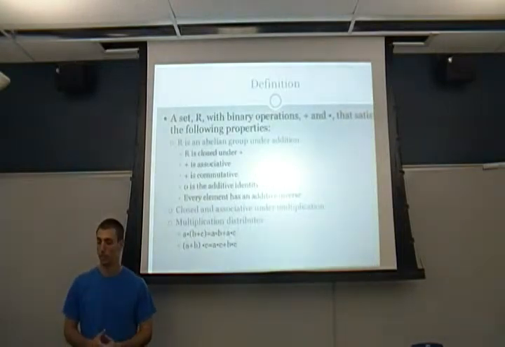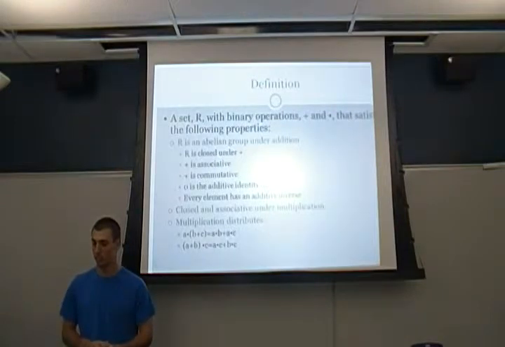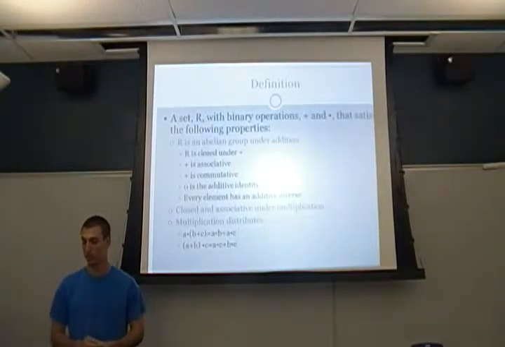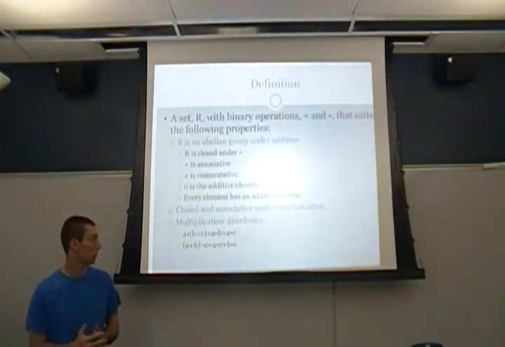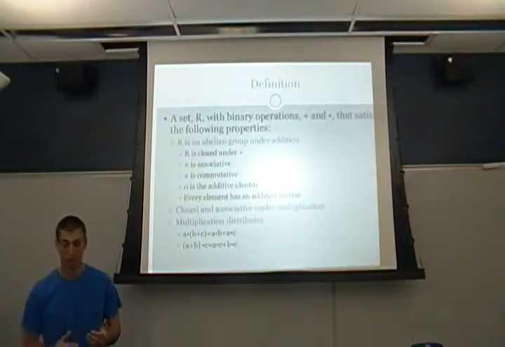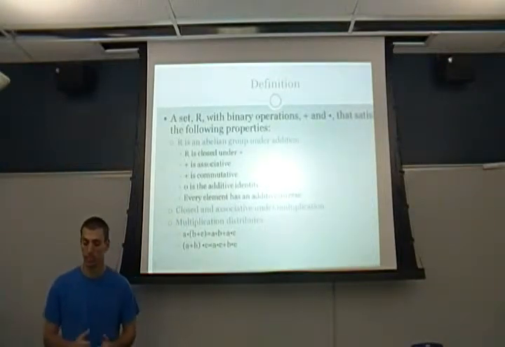So let's begin with the definition. A ring is defined as a set R with binary operations. We'll call them plus and multiplication that satisfy the following properties. Before I get into those, let's talk about the plus and multiplication. Those can be any operation. I'm just calling them the additive and multiplicative operations just for simplicity's sake, but they really could be anything as long as they satisfy these properties.